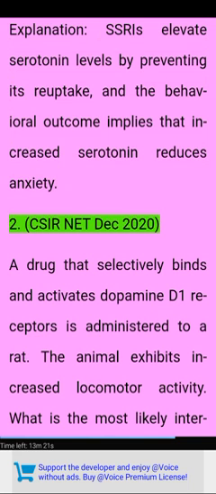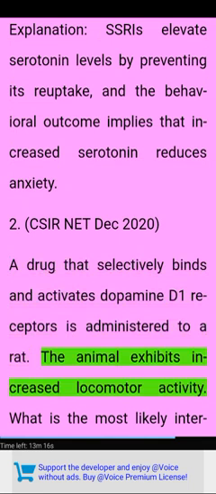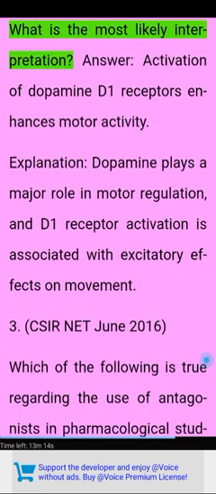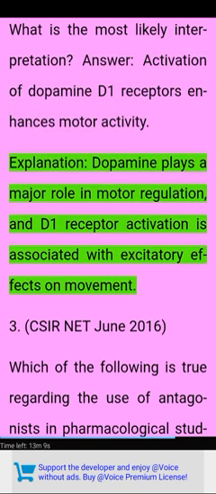2. CSIR-NET December 2020. A drug that selectively binds and activates dopamine D1 receptors is administered to a rat. The animal exhibits increased locomotor activity. What is the most likely interpretation? Answer. Activation of dopamine D1 receptors enhances motor activity. Explanation. Dopamine plays a major role in motor regulation, and D1 receptor activation is associated with excitatory effects on movement.